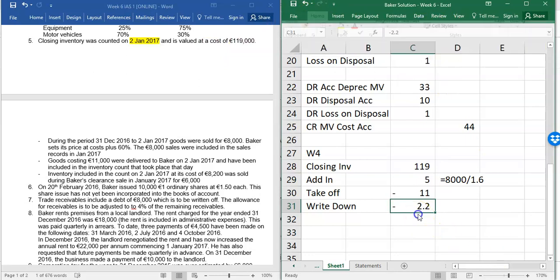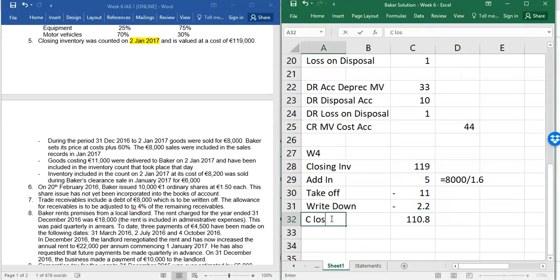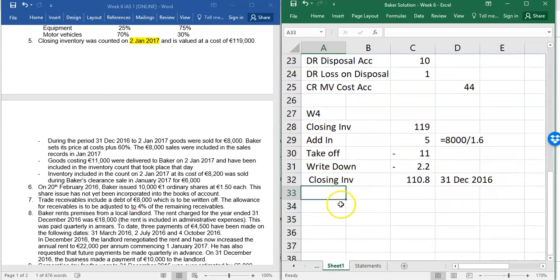Sure. And that means your closing inventory is technically going to be, I think, 110.8. That's your closing inventory at the 31st of December 2016. So that's the one that you're going to put as an adjustment in. So that was quite tricky now. It was an exam standard one where you're rolling back from after the year end, which can happen when you may not be able to attend the stock take at the 31st of December.